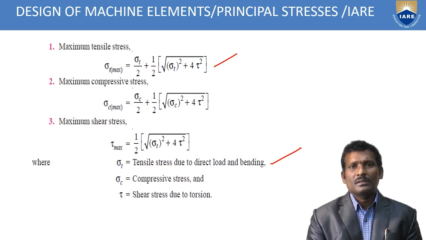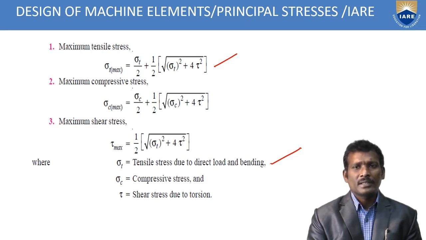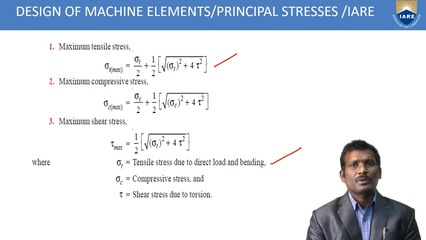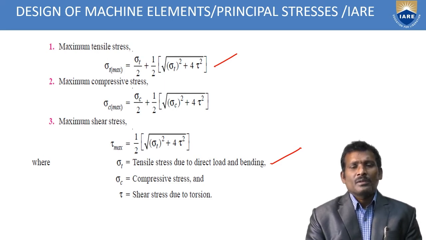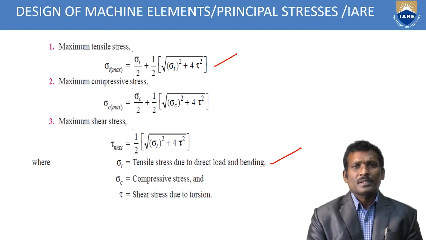So, whenever a component or a machine member is subjected to these two loads, either tensile stress or compressive stress or torsion loads, these type of principal stresses will occur. At that time, you have to find the maximum tensile stress or maximum compressive stress or maximum shear stress. So that's why the equations framed here will be useful for problem solving.